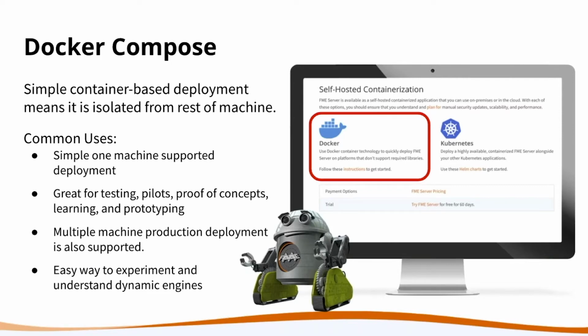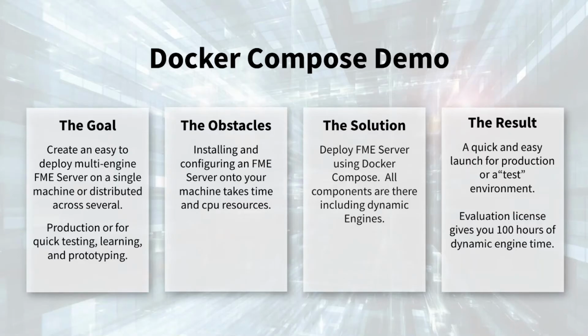So if you have FME Server, you can use Docker Compose to deploy it to production. If you want to use Docker Compose to deploy it to production across multiple machines, you can do that as well. It's a great way to test out new features with a very low machine requirement. So in this demo, the goal is to create an easy to deploy multi-engine FME server on a single machine.